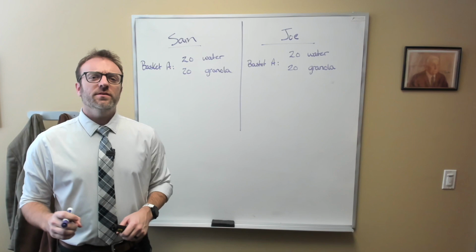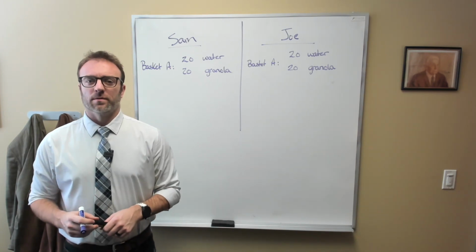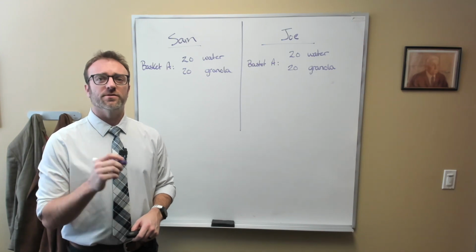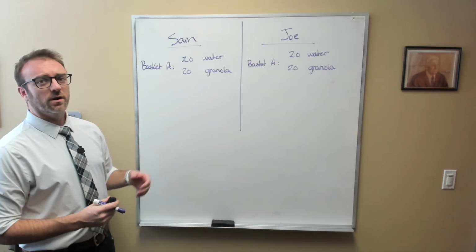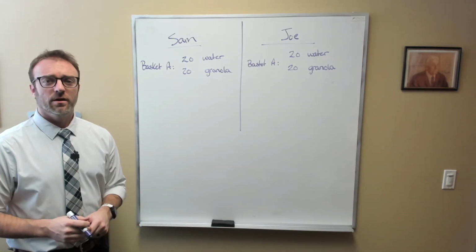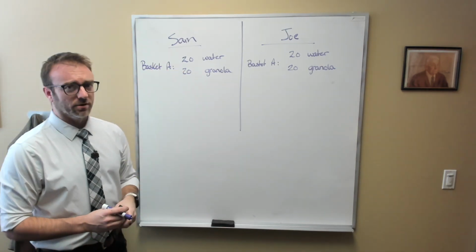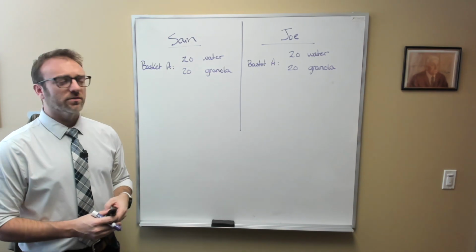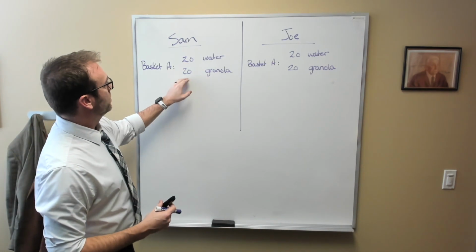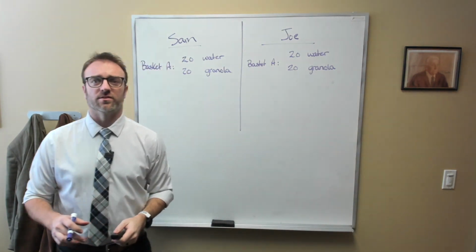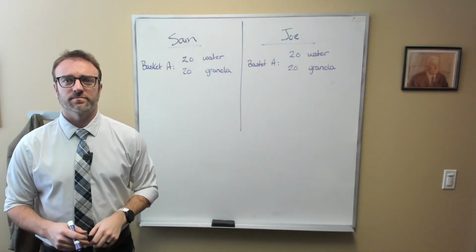Okay, so let's do a slightly more complicated example to see what's going on. Let's suppose that we have two people, Sam and Joe, who are living in a refugee camp after a hurricane. The Red Cross has given both Sam and Joe a basket of goods containing, among other things, 20 bottles of water and 20 granola bars. Okay, so Sam and Joe both have these two baskets of goods.